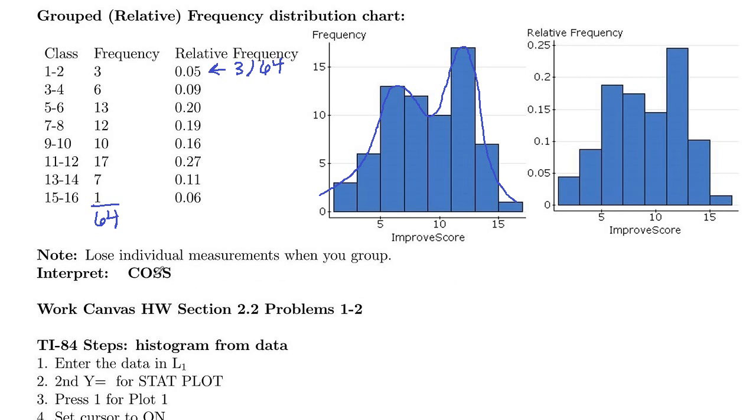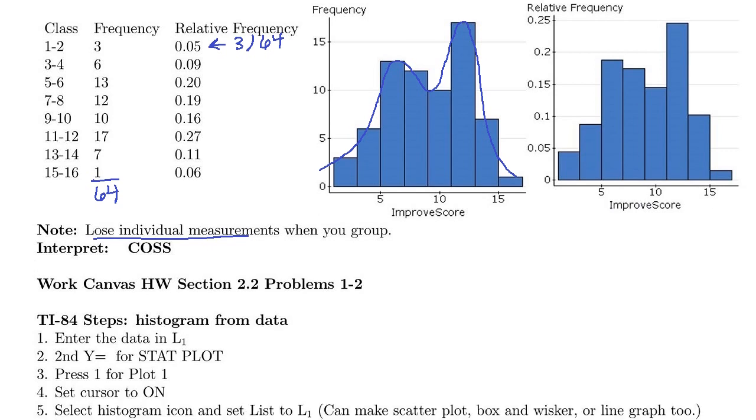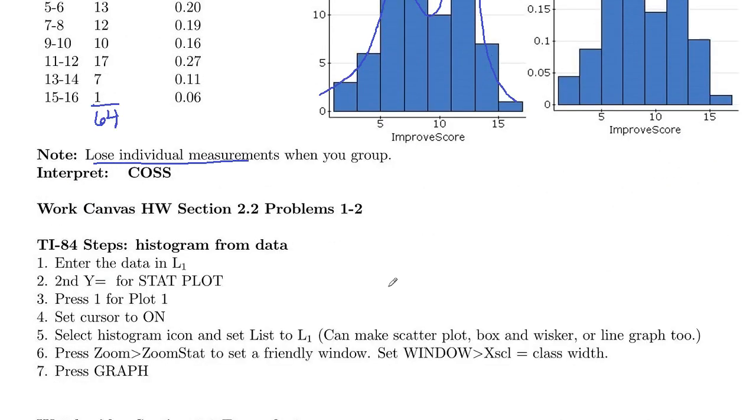Notice here when we group, though, that we lose our individual measurements. We can't recover those individual measurements from either the grouped frequency or grouped relative frequency. But it does smooth out some of the distribution. So you can also, if you enter the data in your calculator, graph a histogram on your TI-84, and those steps are listed here. I won't go through those steps in this example because most of the time we won't be graphing these on the calculator. We'll be using software to do that.